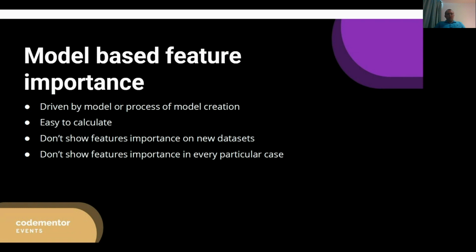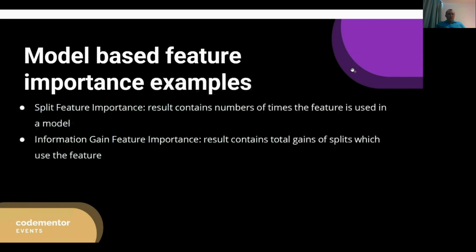It's easy to calculate. In many cases, we calculate this during the creation of the model, but it doesn't show the feature importance on a new dataset, and doesn't show feature importance in every particular case. I will give two of the most important examples, from my perspective. The first is split feature importance, where the result contains the number of times the feature is used in the model.